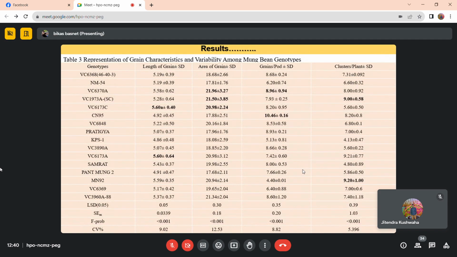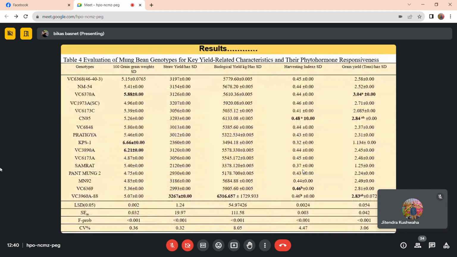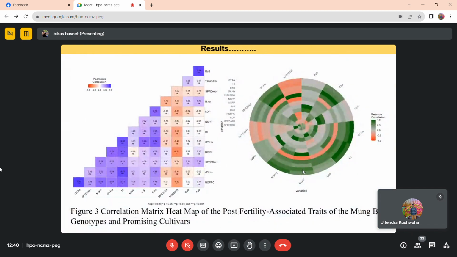Sir, I will move to the next slide. So here are the yield associated parameters, which are associated with the most grain yields. Highest grain yield is recorded for the genotype CN95 and BC6370A. And here is the correlation matrix heat map that I used for the heat map analysis of the associated traits.